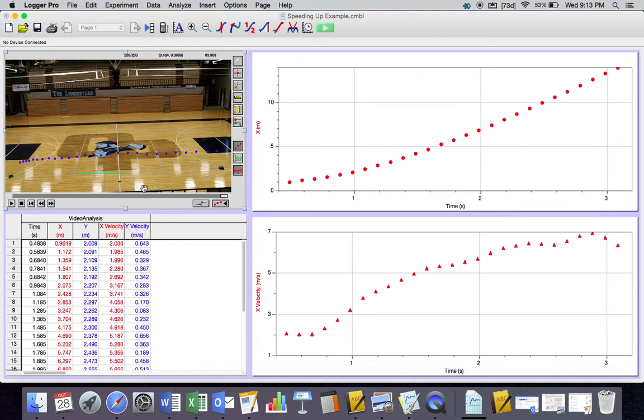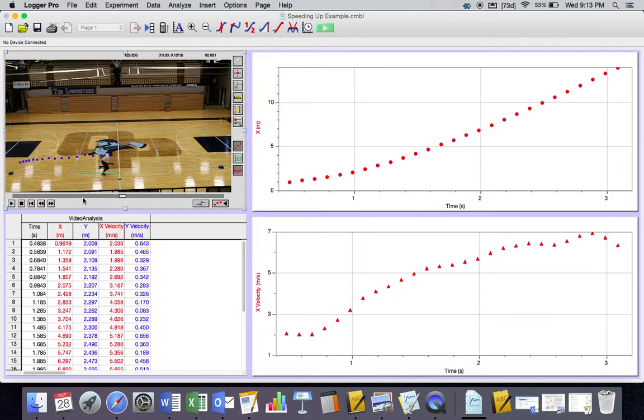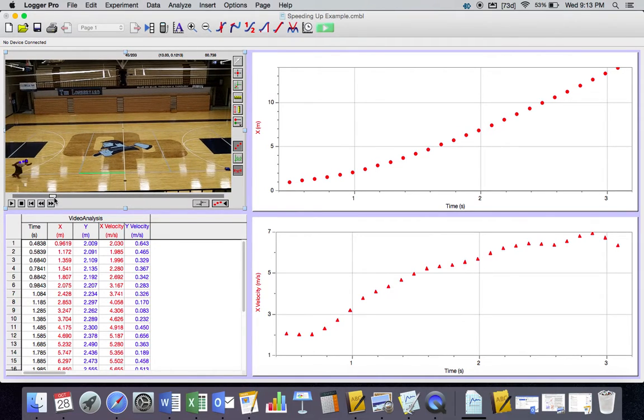I also put this green line on here, and what the green line does is it just tells the camera. Actually, I don't know when I put it on. I put it on somewhere back here. Yeah, I put it right there. So it tells the program that from that line to that line is 3 meters, which is correct. That's like on a volleyball court, that's 3 meters.